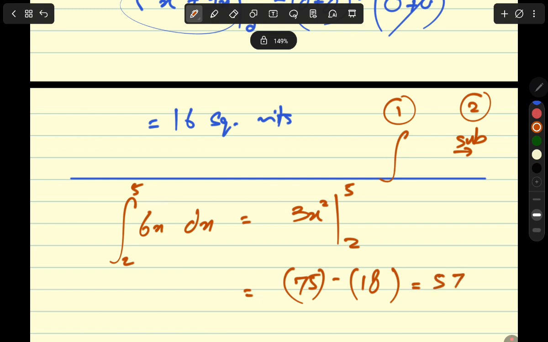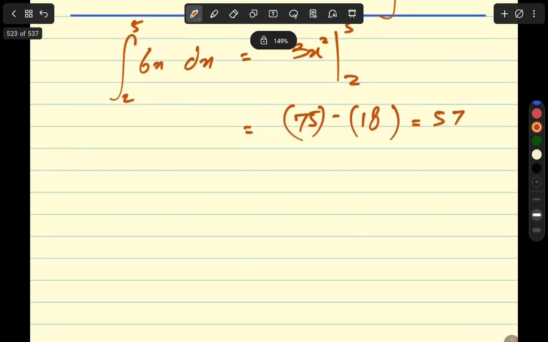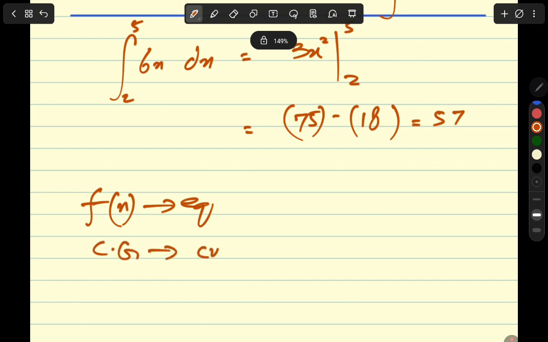This mistake appears surprisingly often in Cambridge scripts because students confuse differentiation rules with evaluation. Now I want you to pause. Everything we have learned over the last month comes together here. Functions gave us equations, right? And coordinate geometry gave us curves, right?